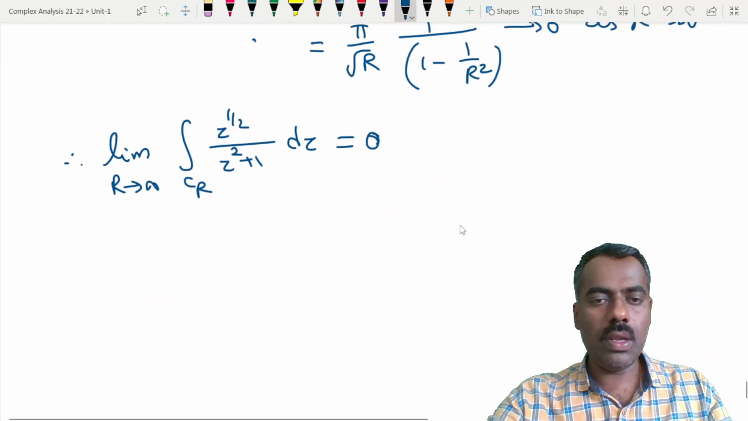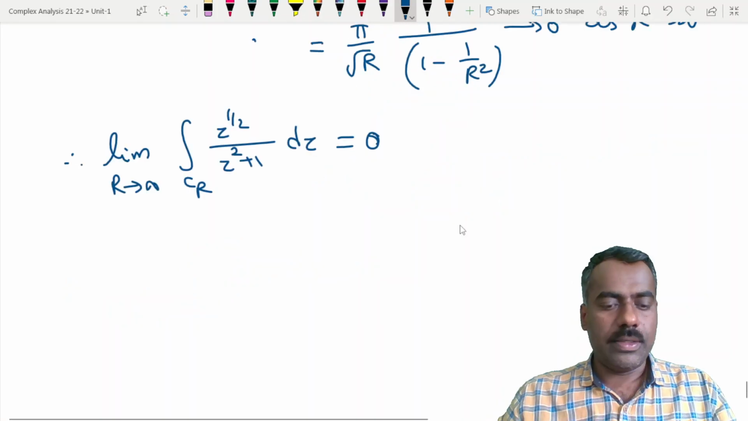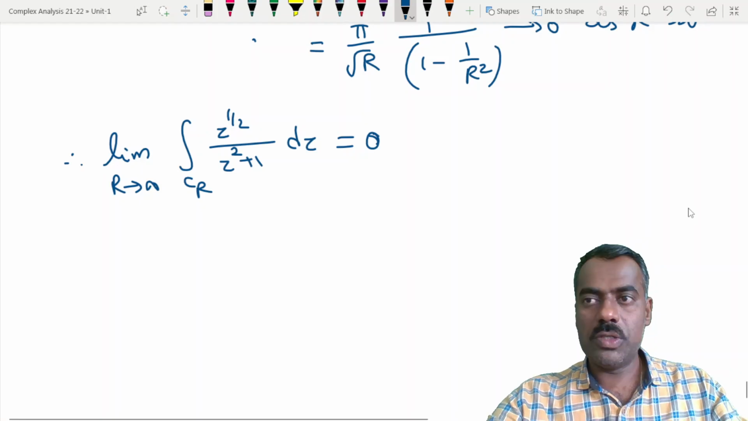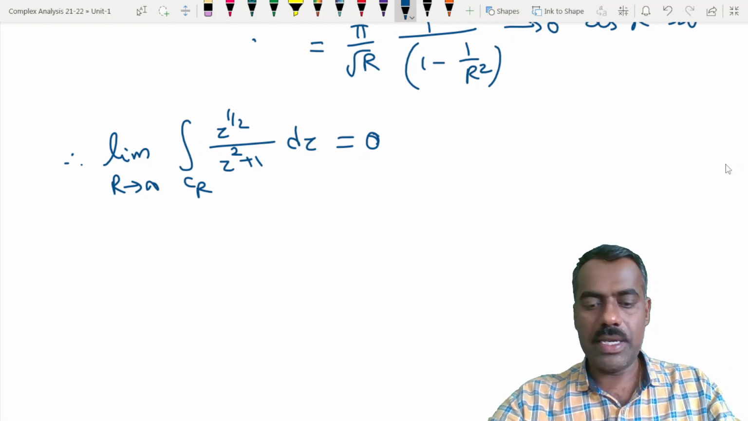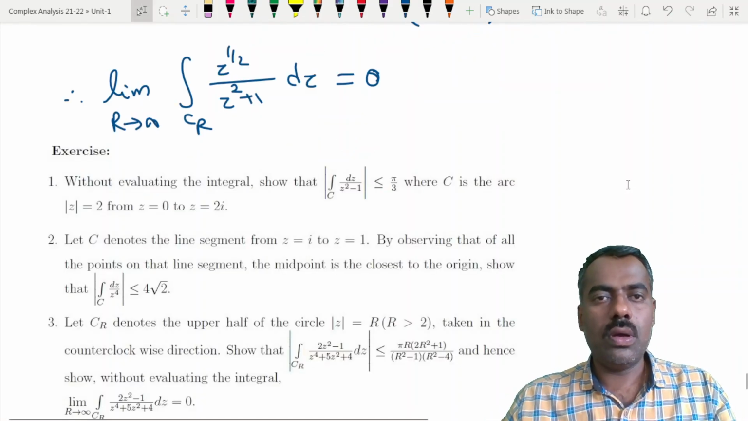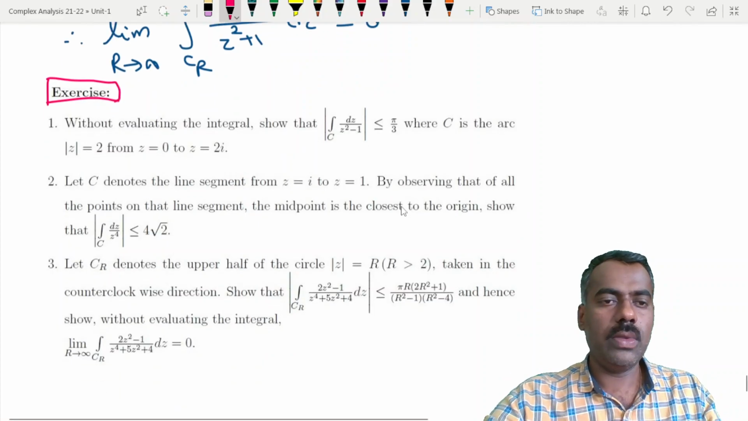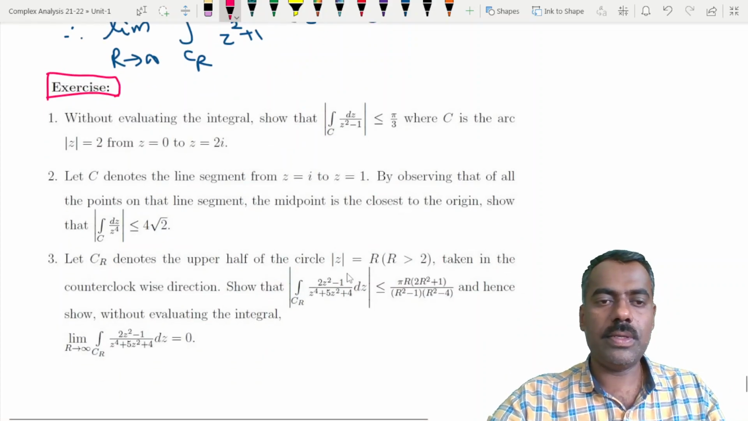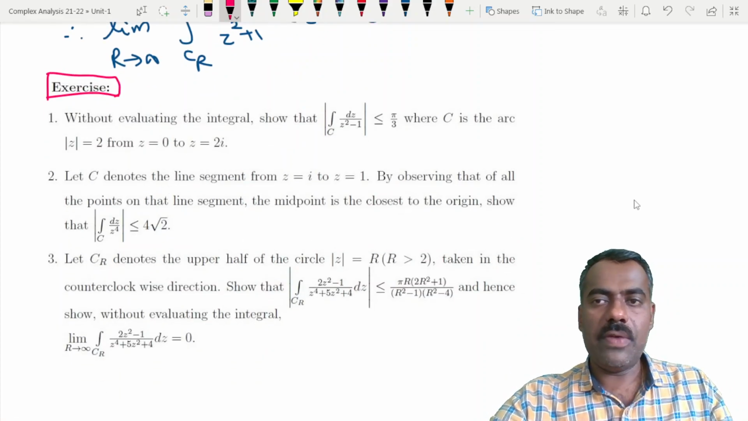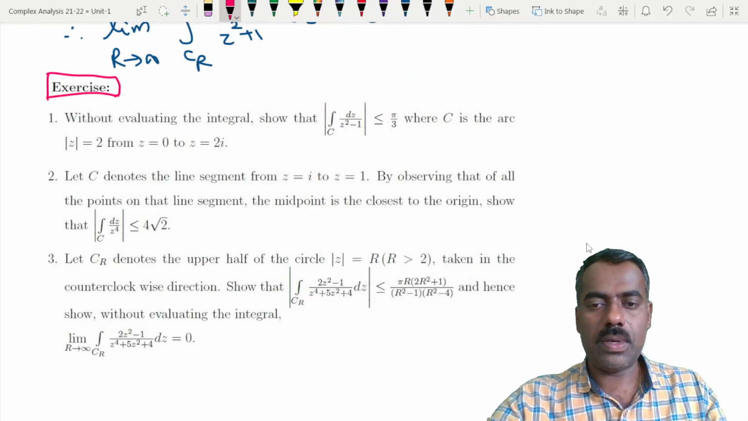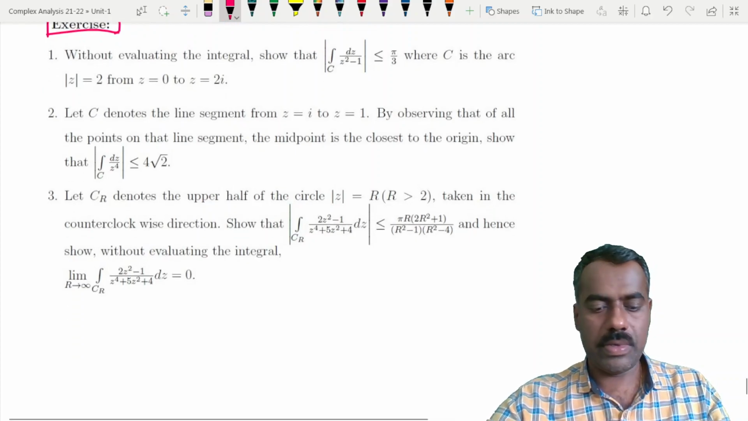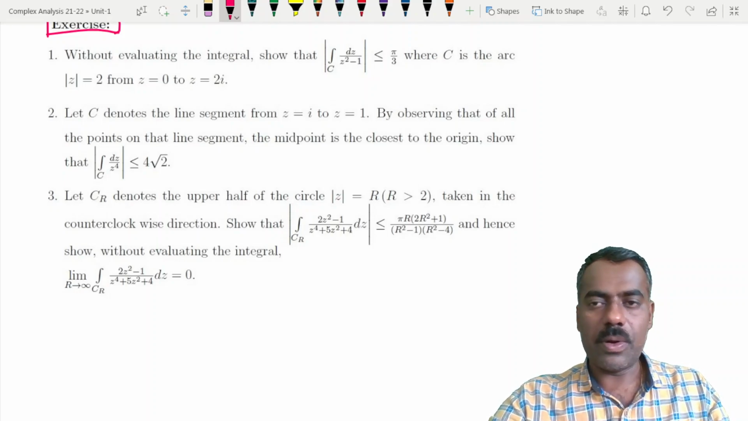Take some exercise and solve those problems. If you have any difficulty, you can ask. These are the exercise problems which have been taken from the textbook, so try to solve them. If you have any difficulty, you can ask. I am ready to help. Right. We'll stop here and we'll see another interesting properties next.